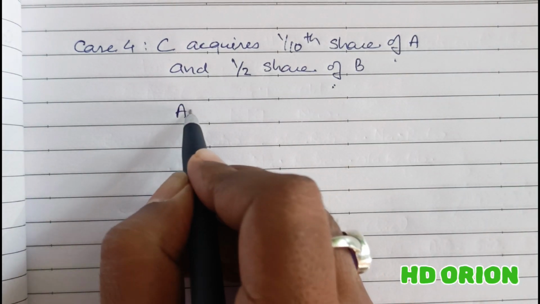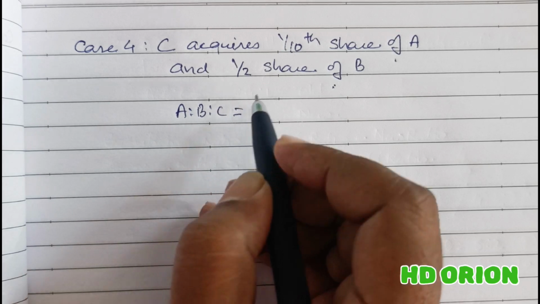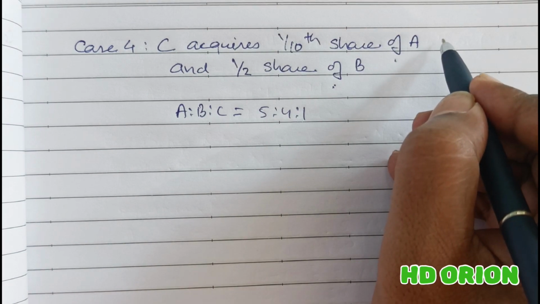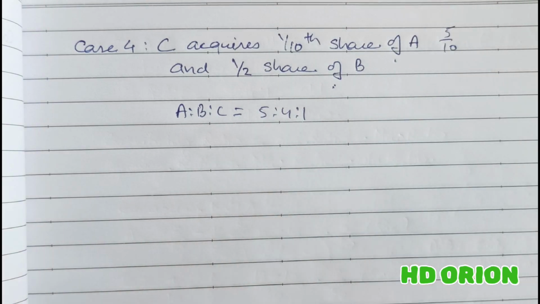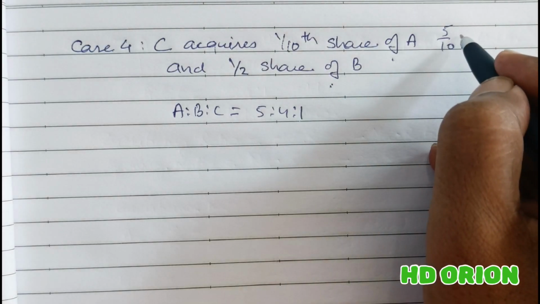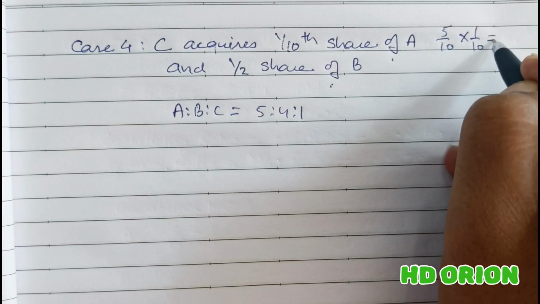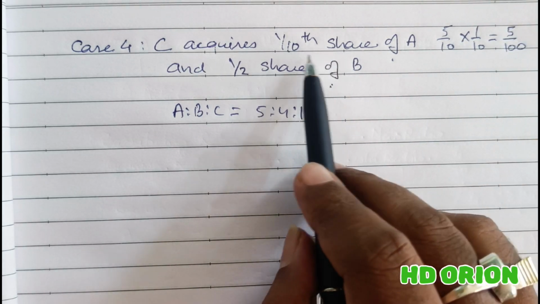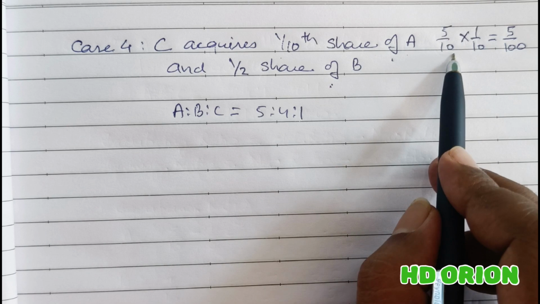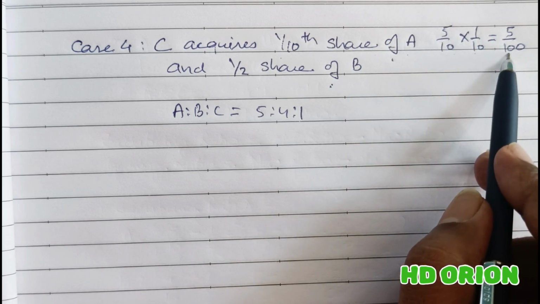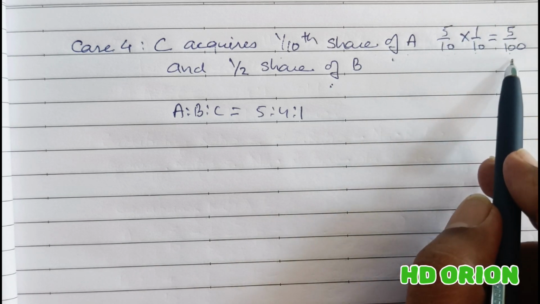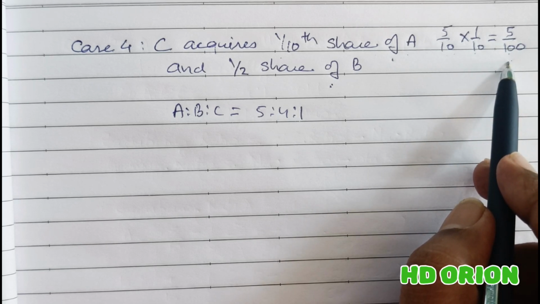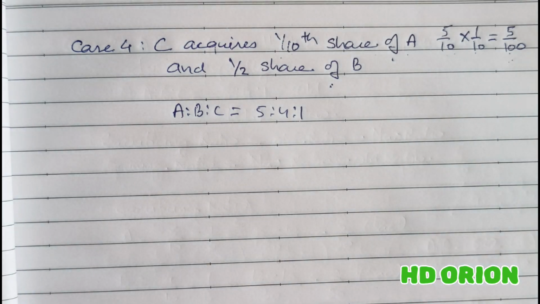In the old ratio, A is to B is to C, the ratio is 5:4:1. And how much is A getting? A is getting 5 by 10 into 1 by 10. It means 5 by 100. Now 1/10 share of A. So this is the portion share of A, and 1/10 of which will be 5 by 100. Now it has become 5 by 100th of total profit. A has to sacrifice to C.